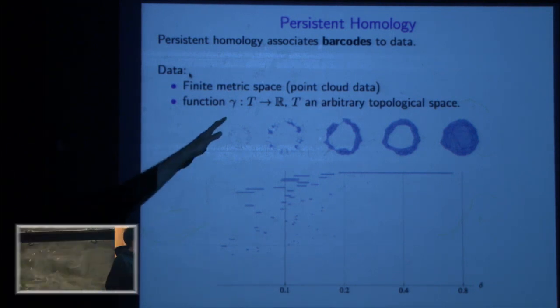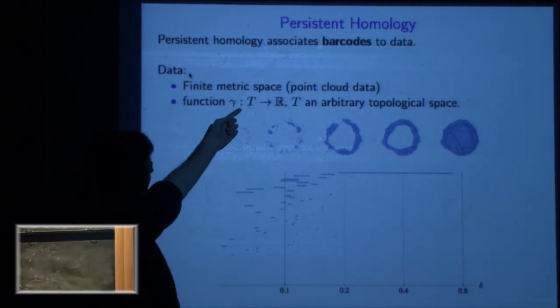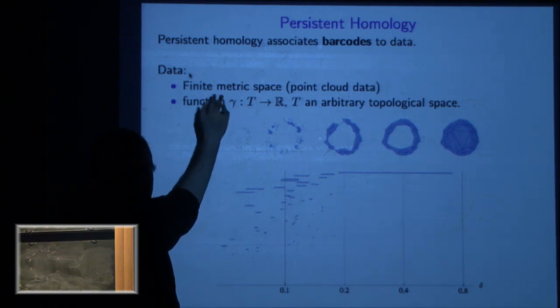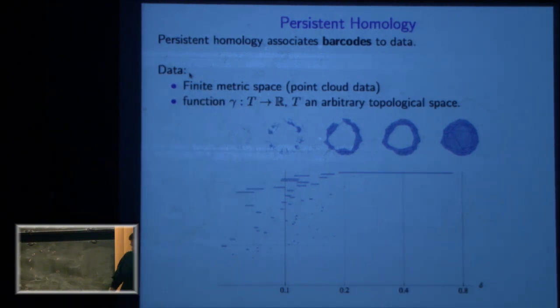We also call this point cloud data in our world. Or my data set might be a function. It might be a function from some arbitrary topological space, say Rn, to R. And usually we ask that the domain be R, although we don't always ask for that.